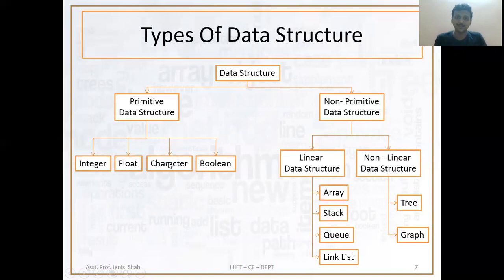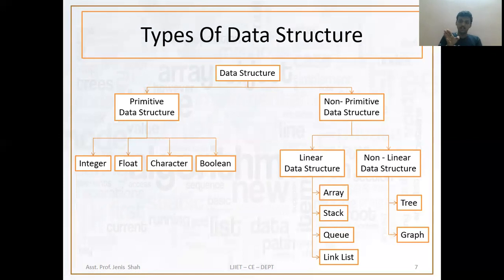So the primitive data structure is nothing but a data structure which is directly operated by machine level instructions. The computer can directly understand it. That data structure is known as a primitive data structure. The types of primitives are integer, float, character, and boolean.